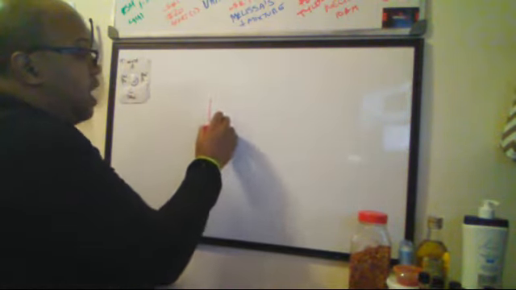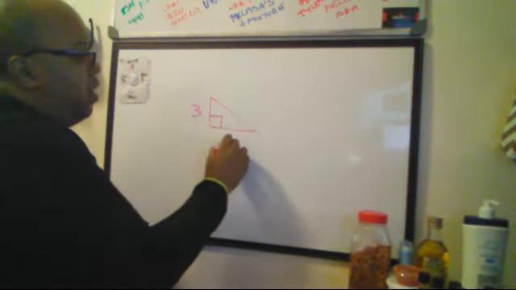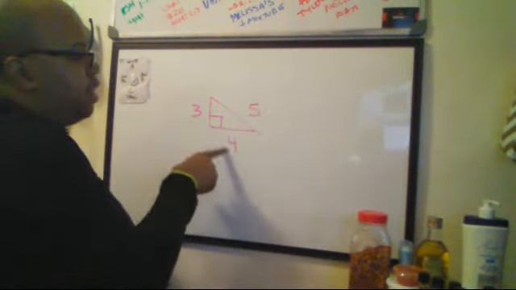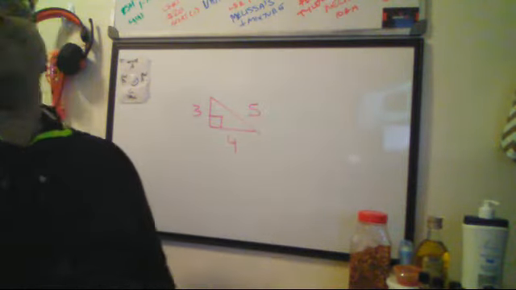So the kind of triangle I'm referring to is a 3, 4, 5, meaning one side of the right triangle is 3, one side of the right triangle is 4, and the hypotenuse is automatically 5.